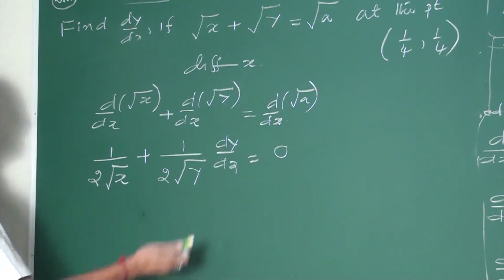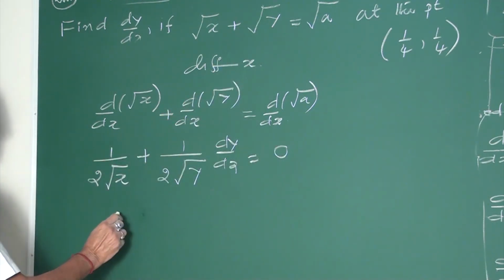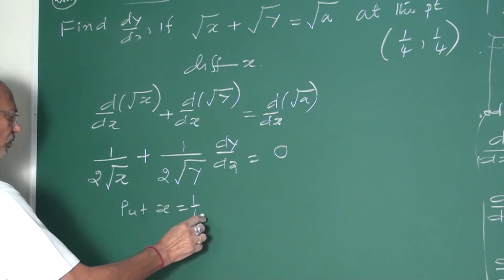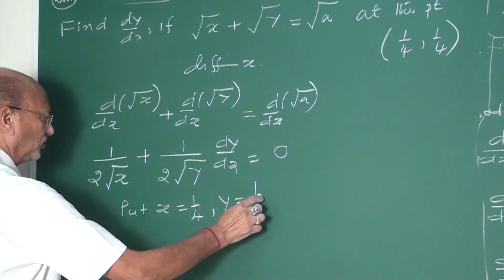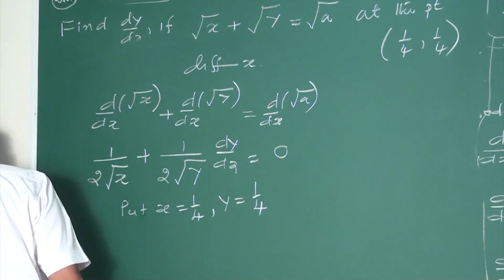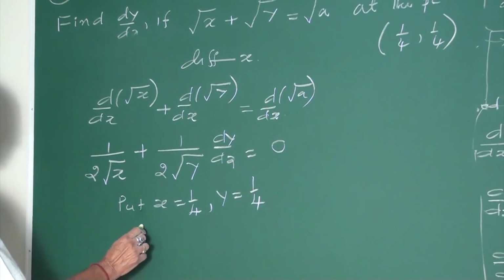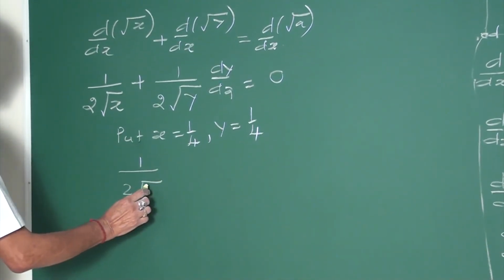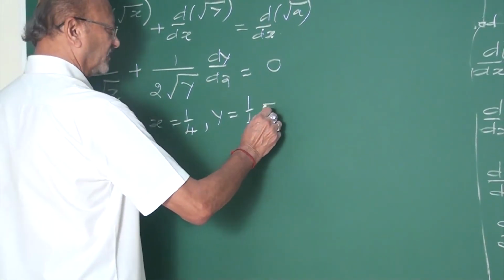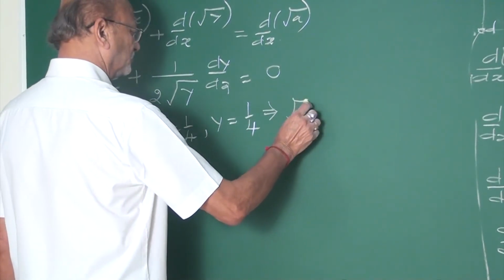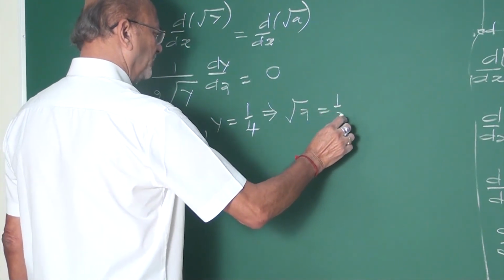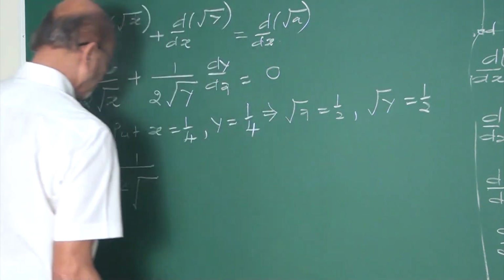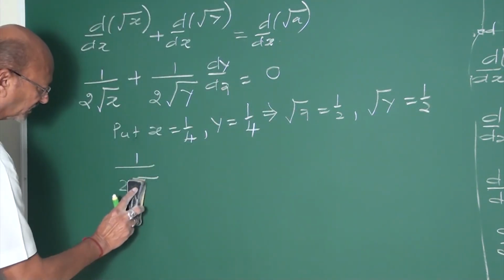Constant, derivative 0. You know at (1 by 4, 1 by 4), put the direct values. Don't simplify. Put x equal to 1 by 4 and y equal to 1 by 4. Is it correct? Yes. Root x is 1 by 2 and root y is 1 by 2. I write here itself, my friend.